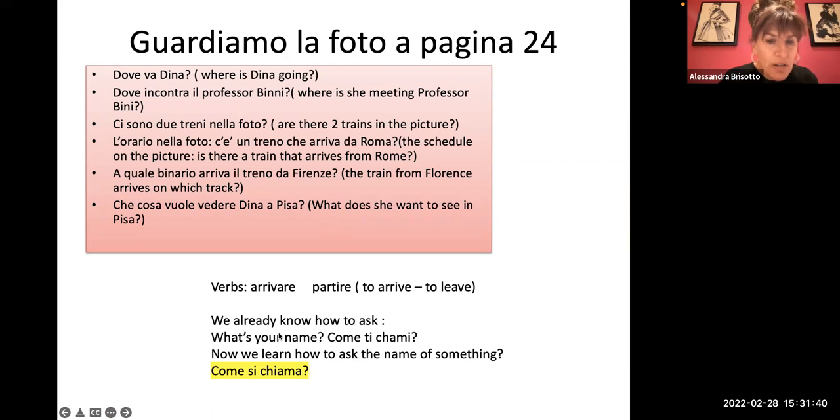So we already know how to ask, what's your name? Come ti chiami? Now we learn how to ask the name of something. Come si chiama, or come si chiama lei, is when you want to ask a name in formal. Come ti chiami is what's your name, informal. Come si chiama is what's your name, formal. Same question if you want to know the name of an object. For example, come si chiama questa? Si chiama penna. You use come si chiama when you want to know the name of a person, formal, or the name of an object.